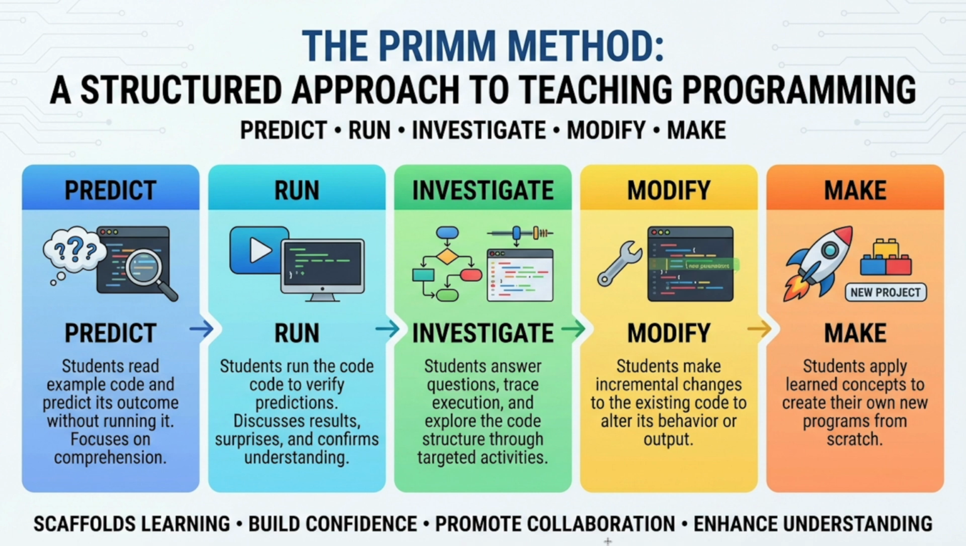After that, they actually run the code and investigate the differences between their initial prediction and what was actually output, the results they saw when they ran it. The next stage is modify. This is where the students make incremental changes to the code base and alter its behavior to see its outputs. And finally, the last stage, make. By this point, hopefully the students have learned enough about the concept to start a new piece of coding using the concepts learned.